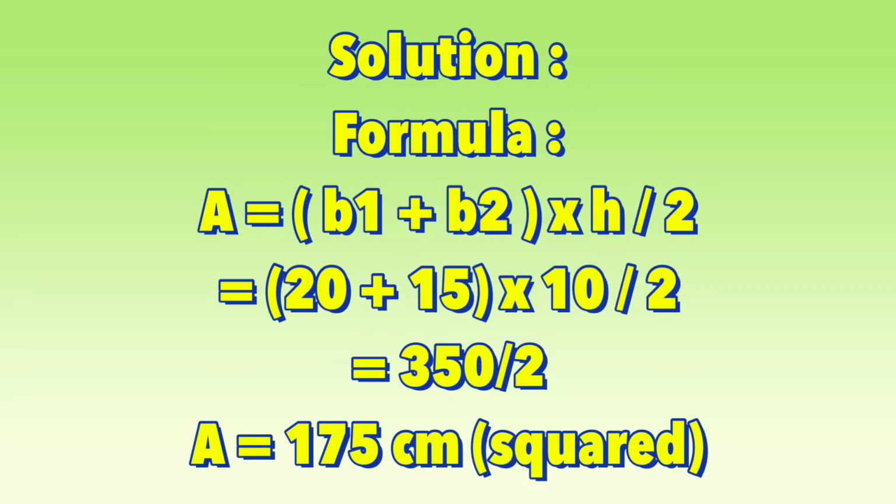Then the first thing we do is to add 20 plus 15 equals 35, then times 10, so we have 350. Then we copy the 2, so that's why 350 divided by 2. If we divide 350 by 2, we have the result of 175. So therefore, the area of the trapezoid now is 175 square centimeter.